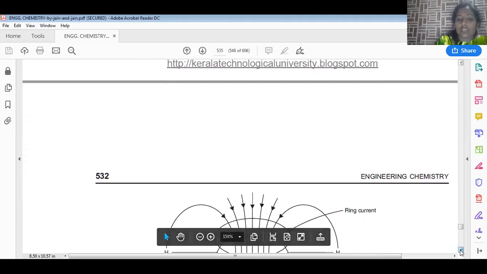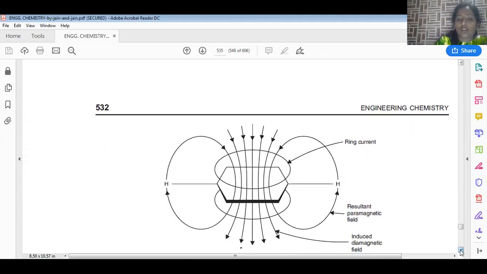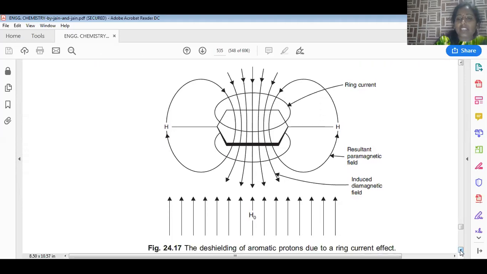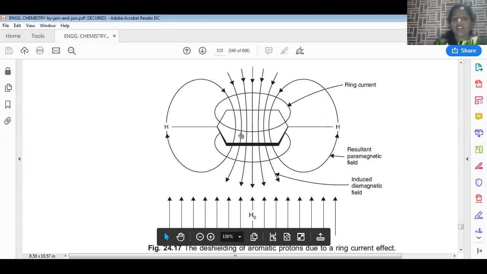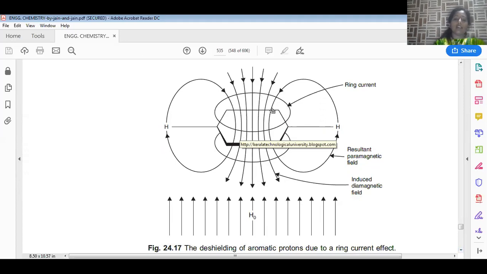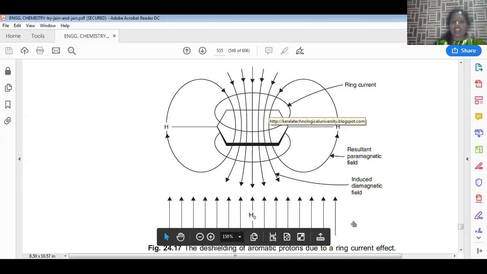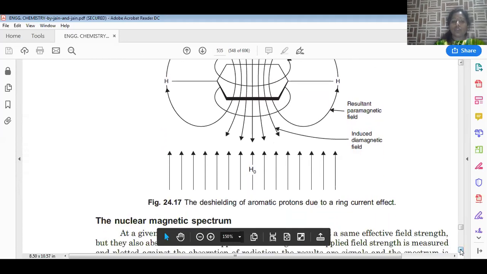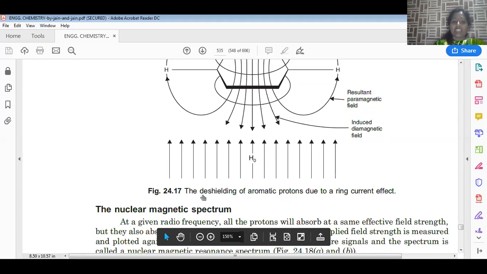So let us see one more molecule. This is called benzene ring. Benzene ring is experiencing ring current. Benzene is an aromatic compound which has a circulating delocalized system above and below the plane. This is called ring current. This ring current is reinforced with respect to the applied field. That's the reason why all are in the same direction, same alignment. So it experiences deshielding effect.